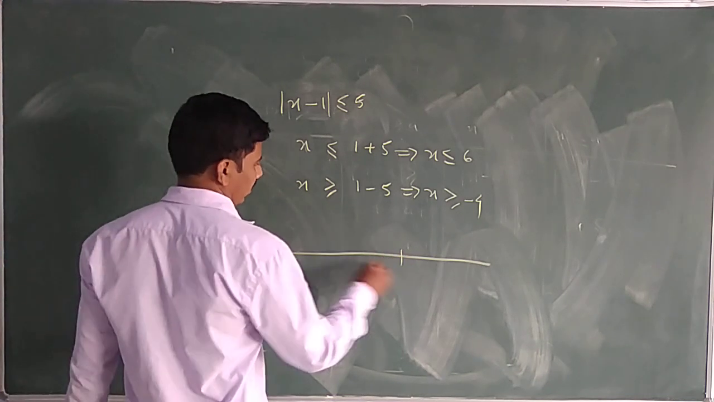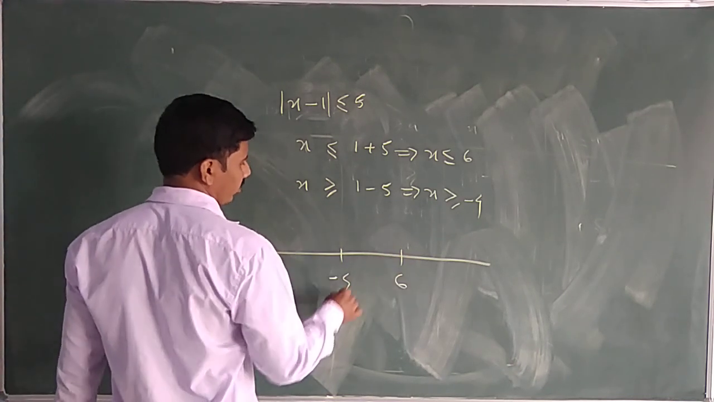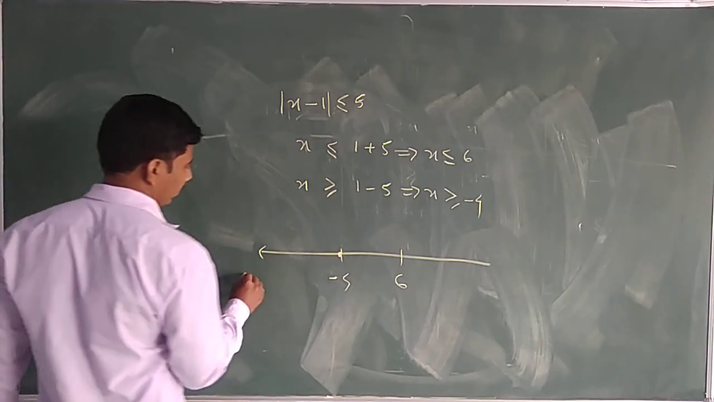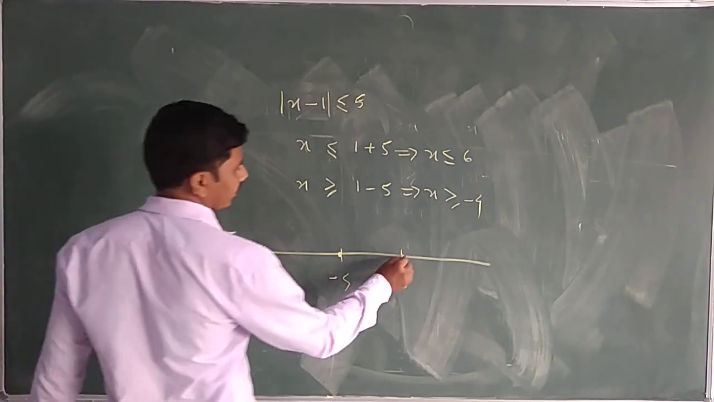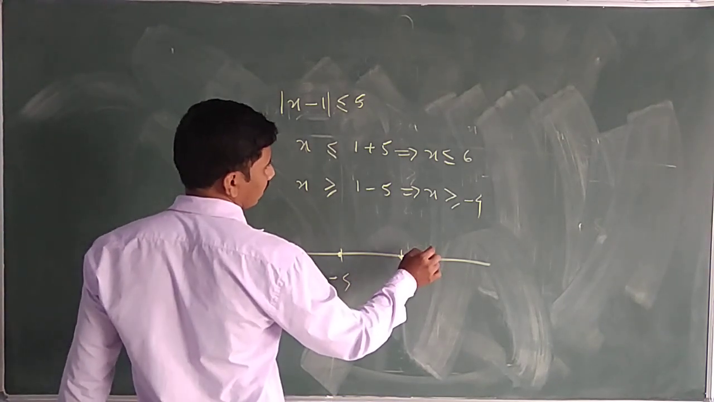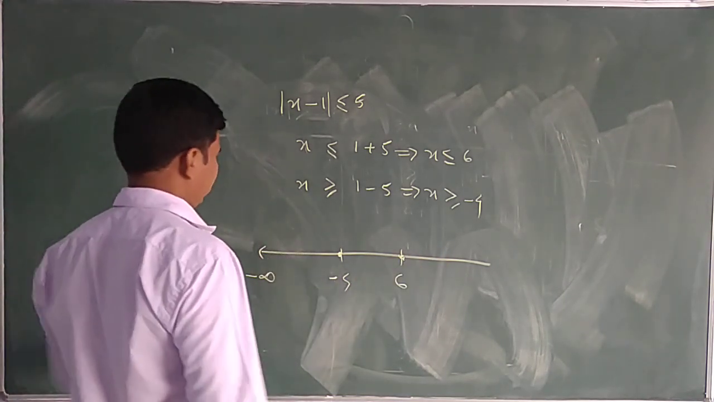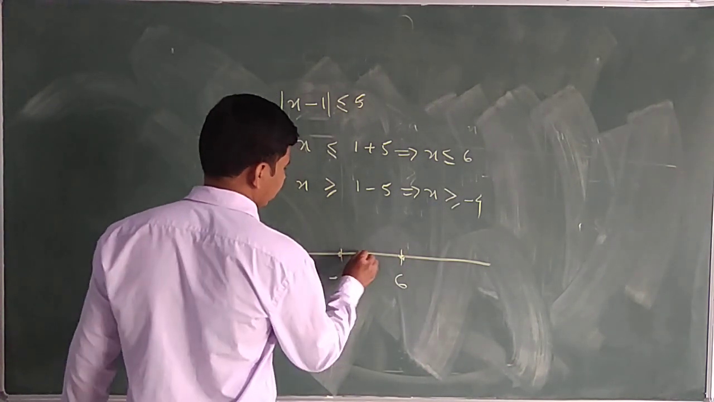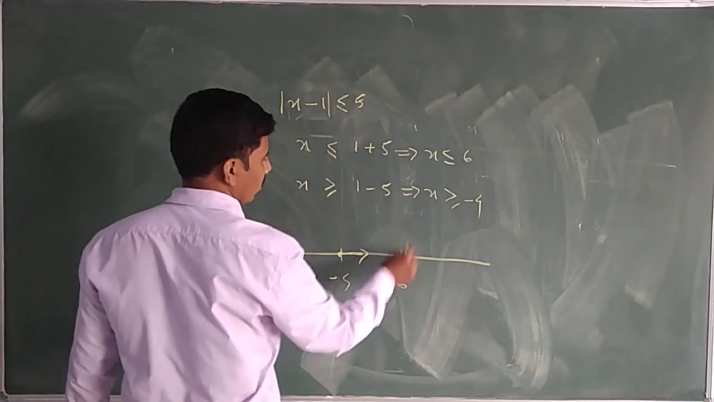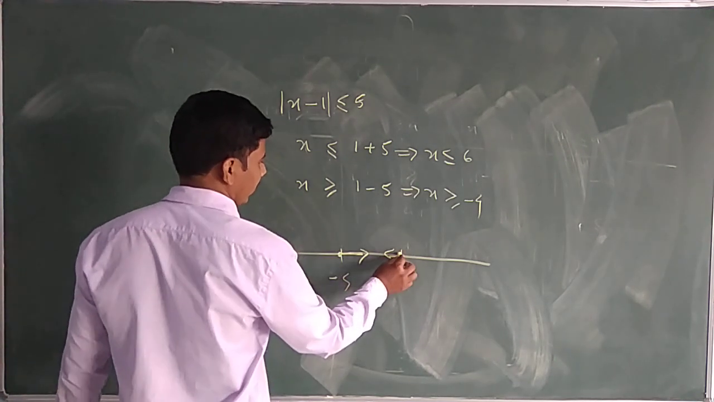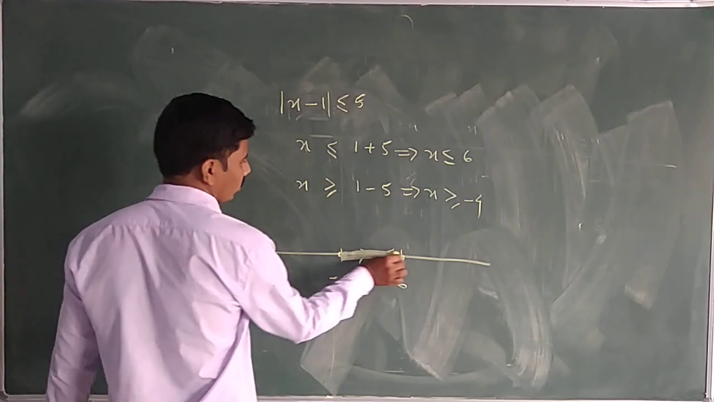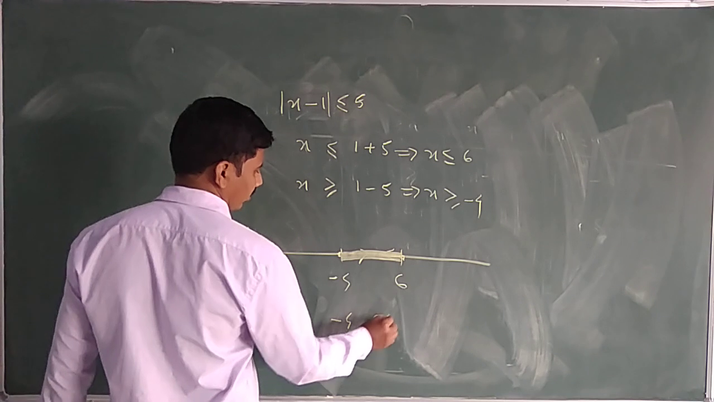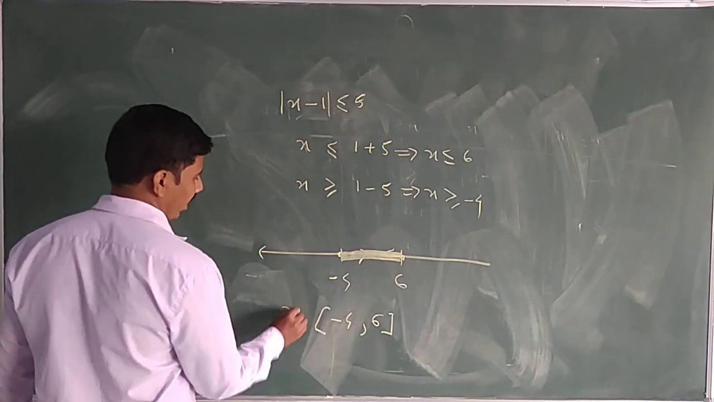So 6 will be here, minus 4 will be here, including the 4, so a dark circle. Minus infinity, including the 6. And x is greater than or equal to minus 4, so it should go this way, and x is less than or equal to 6, so this should go this way. So this part will come as the solution. So what is the solution? Minus 4 and 6 are both included, so square brackets: x belongs to.